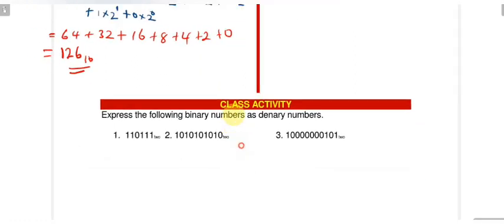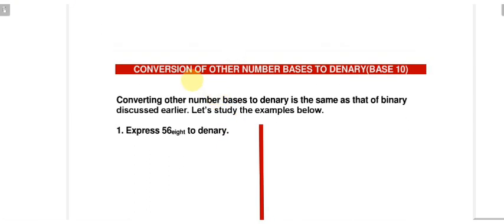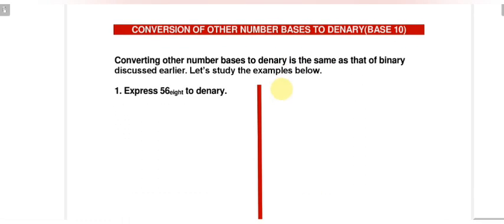Okay, so this is what you're going to do. You're going to try all of this. This is an activity for you. Express the following binary numbers as denary numbers, that is, as numbers in base 10. So now we are going to look at conversion of number bases to denary, that's base 10. So we are going to convert from numbers which are not in base 10 to base 10.